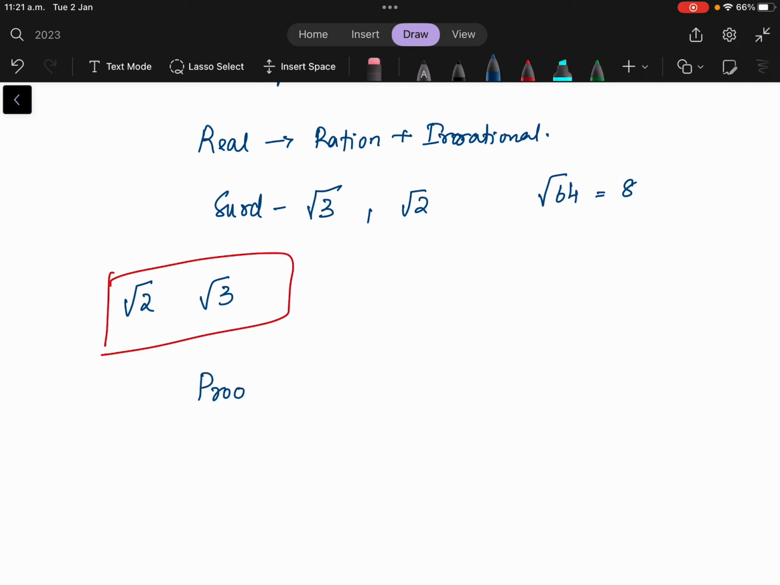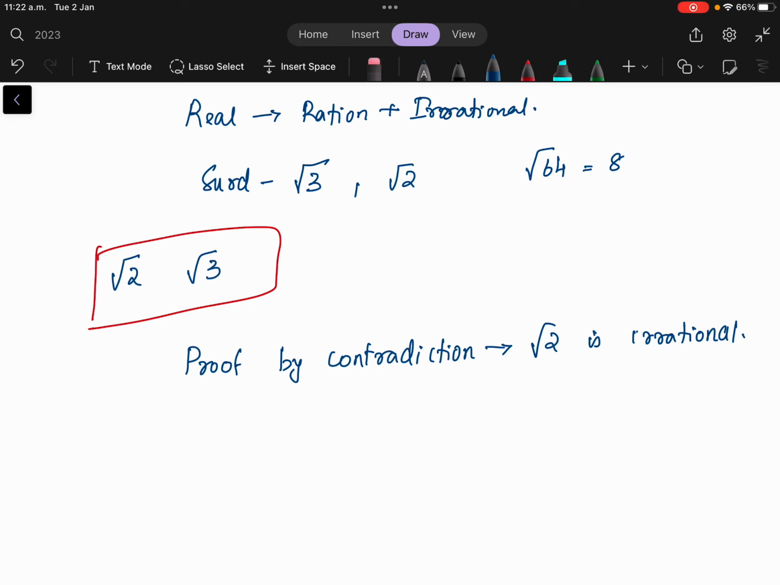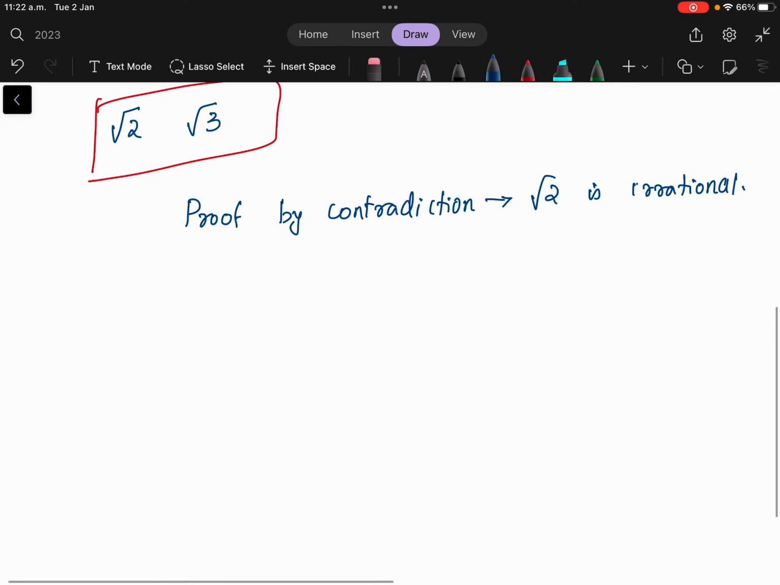And then there's one more thing which you need to learn here, which is the proof by contradiction of root 2 is irrational. Okay, so contradiction means we just assume that the opposite statement is true. That means root 2 is rational. We assume that root 2 is rational, and then do the calculation and then somehow prove that it is not true. Okay, so this is also there in the textbook, so just go back and understand it, memorize it, learn it.